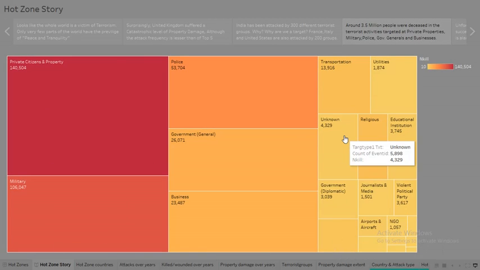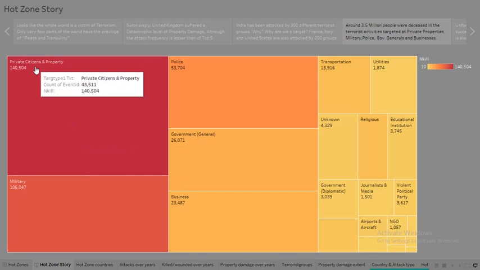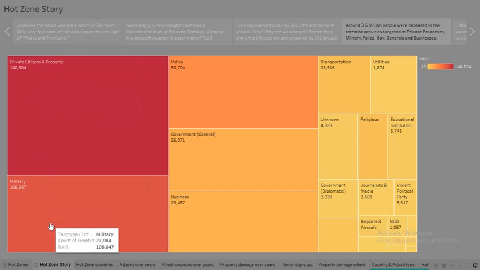So this is called a tree map. The size of each square resembles the number of times each target has been attacked, and the deeper the color, the more people got killed in such incidents. So around 1.4 million people have been killed in the terrorist activities targeted at private citizens' property.